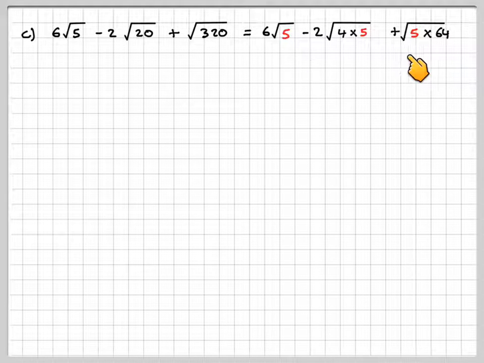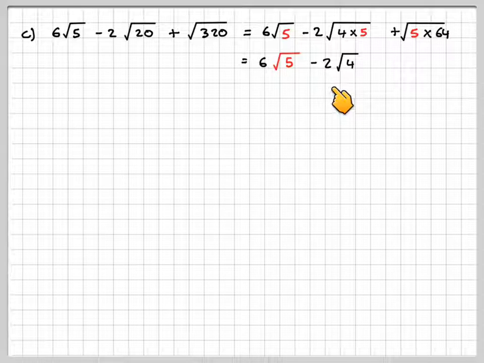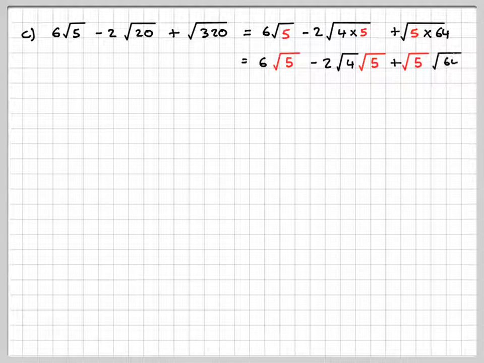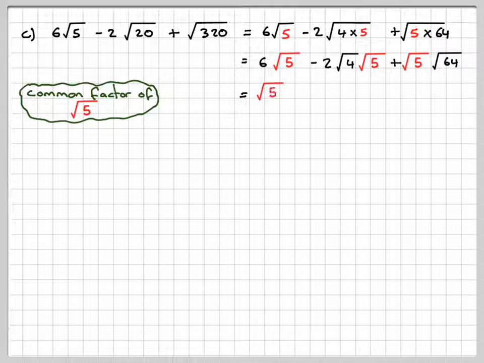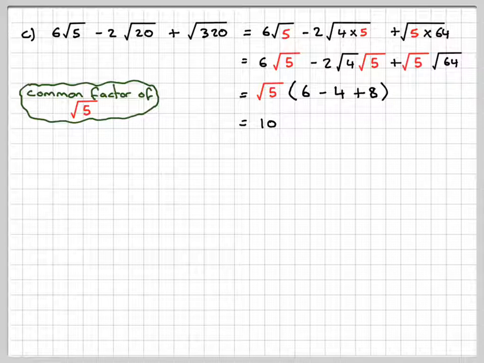So what's appeared every time is the square root of 5. So we've got the 6 root 5, minus 2 times the square root of 4 times the square root of 5, plus the square root of 5 times the square root of 64. So the next line will be the common factor of root 5, so we'll take that out. So then we're going to have 6 minus 2 times the square root of 4, which is minus 4, and the square root of 64 is 8, plus 8. Then 6 minus 4 plus 8 is 10, root 5 as the final answer.